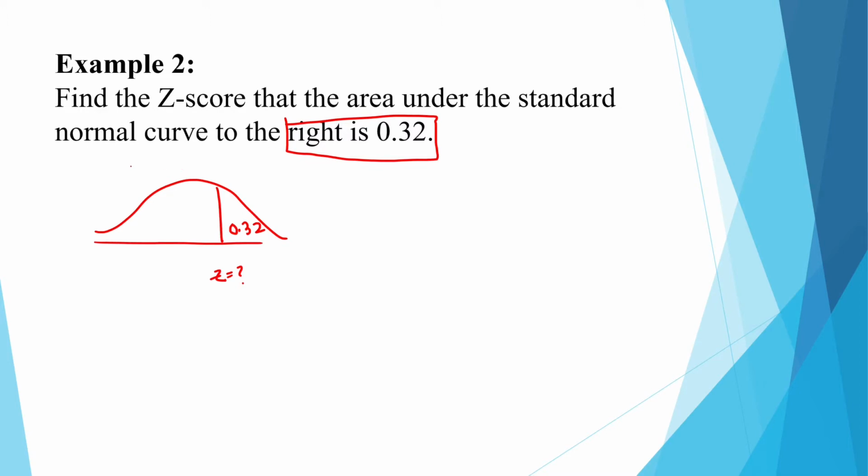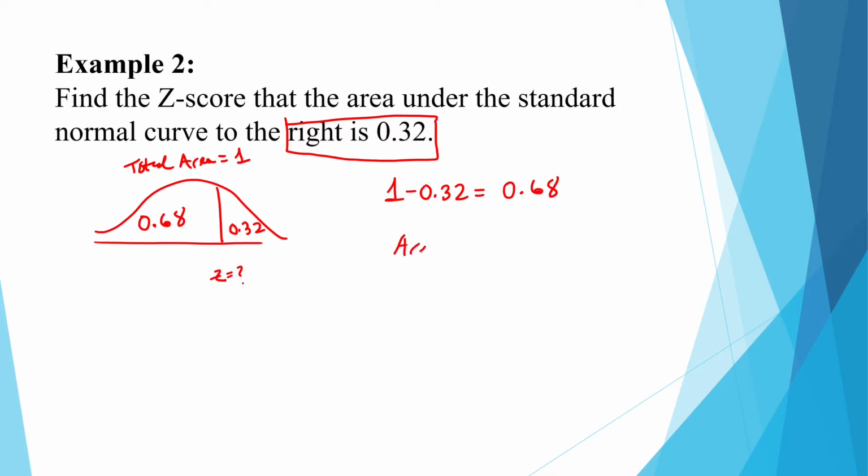Well, remember, the total area is always equal to 1. So to find the area to the left, I'm going to subtract from 1 and I will get the area to the left. 1 minus 0.32 gives us an area of 0.68. That's going to be the area on the left. And now I could use this area to find the z-score.